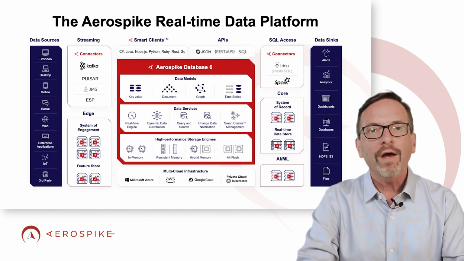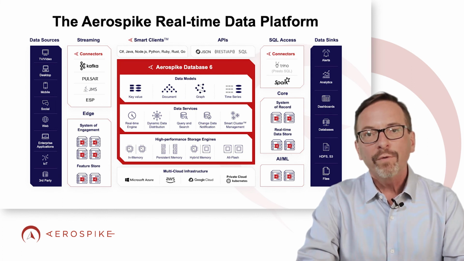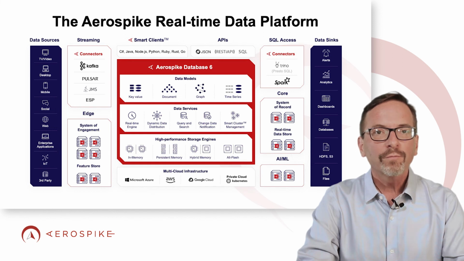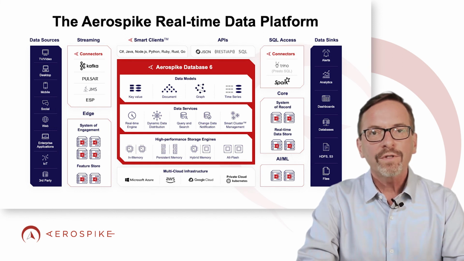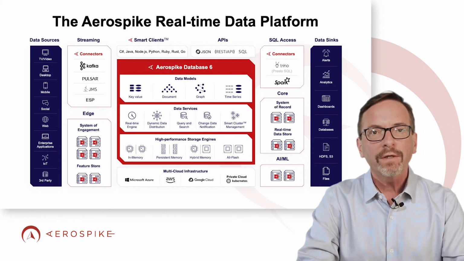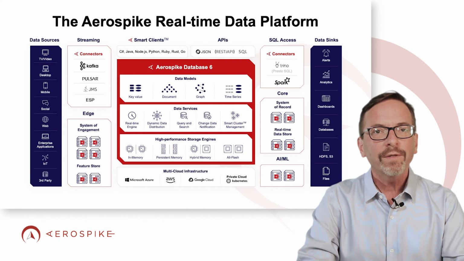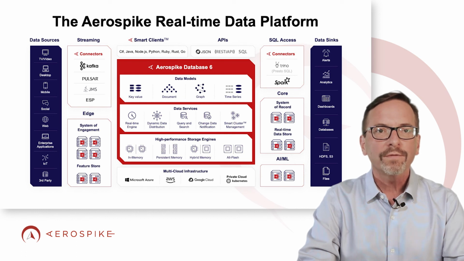On the upper left-hand side of this diagram, you can see that we have several streaming connectors. We have streaming connectors for Kafka, Pulsar, and JMS, which support both inbound and outbound streaming. And we have the ESP connector for event stream processing. The ESP connector integrates the database with HTTP-based systems. This provides support for serverless design and easy integration with HTTP-based systems either in the cloud or on-premises.